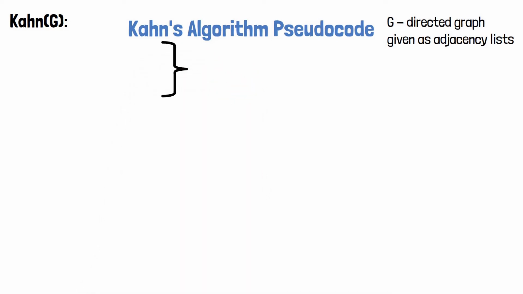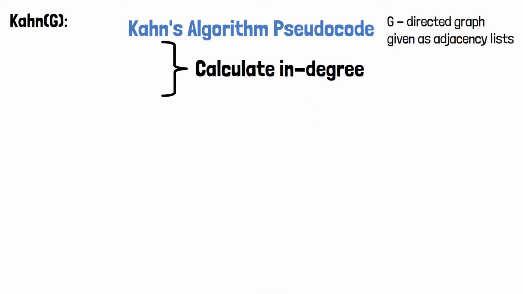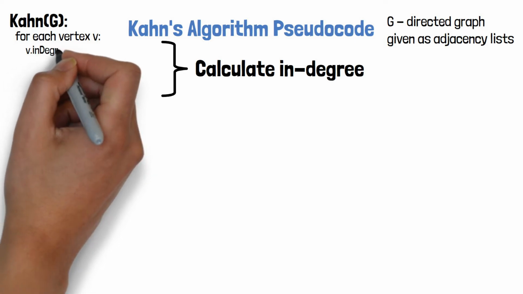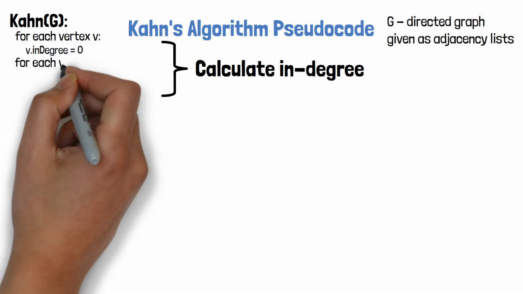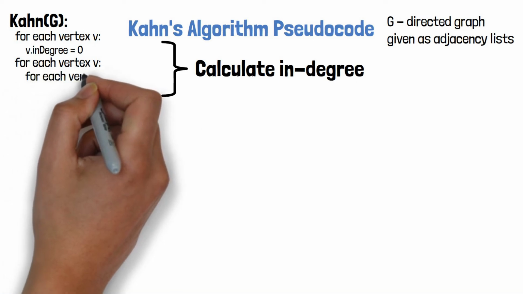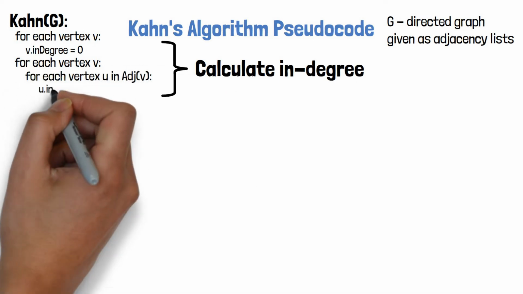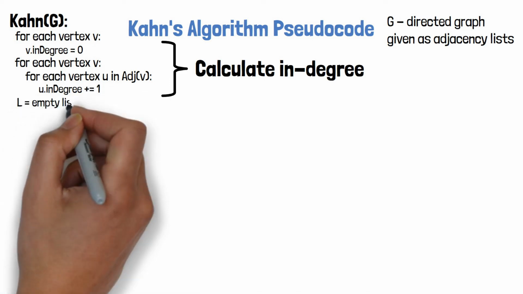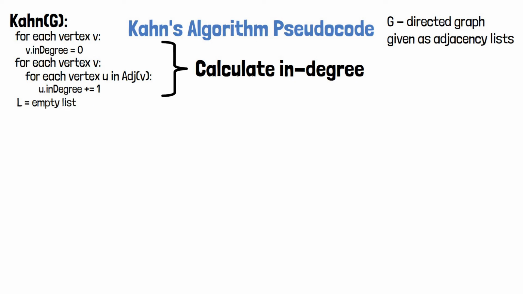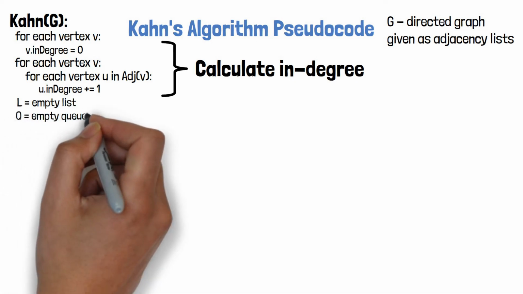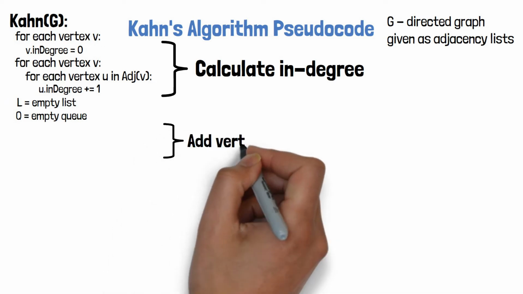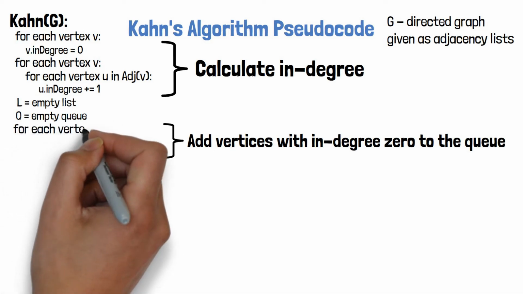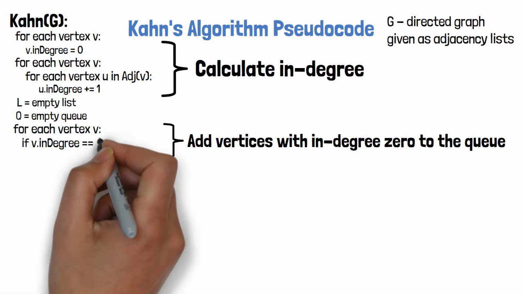The algorithm starts by calculating the in-degree for each vertex. We do that by first looping over the vertices and initializing the in-degree to 0. Then we loop over the vertices again, and for each neighbor in the adjacency list, we increment the in-degree, since we found an edge that is connected to it. We then init an empty list L, which will hold the topological sort, and an empty queue. We then add all vertices with in-degree 0 to the queue, to be processed first. We do this by looping over the vertices and checking the in-degree we calculated before.